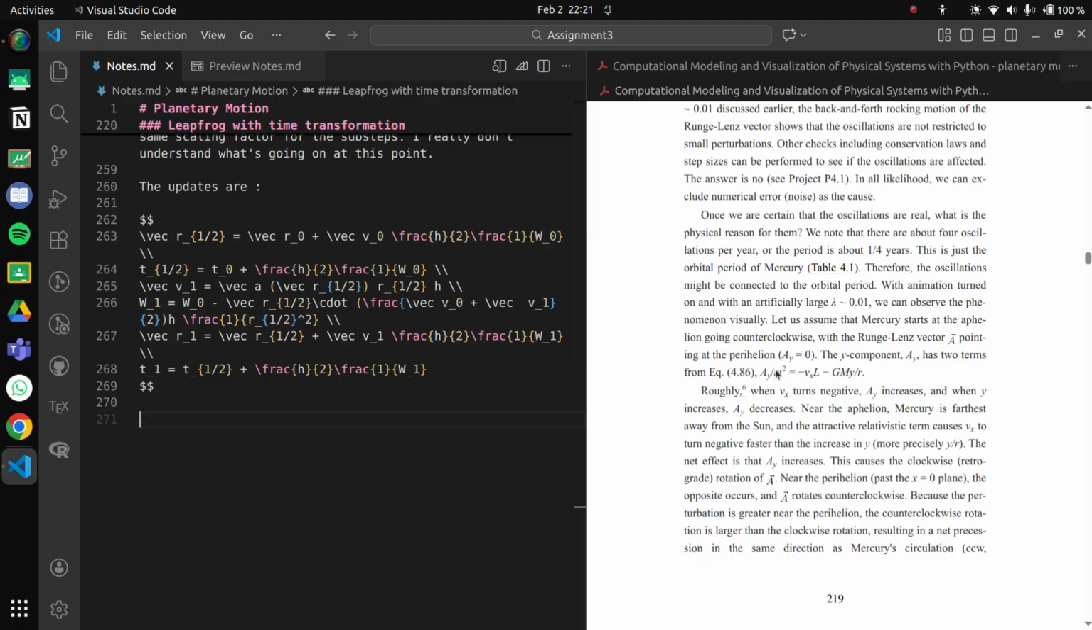Observe the phenomena visually. Let us assume that Mercury starts at the perihelion going counterclockwise. The Young length vector. The y component has 2 terms.